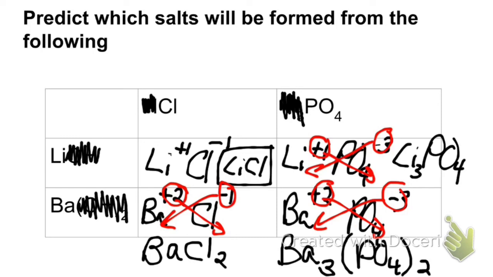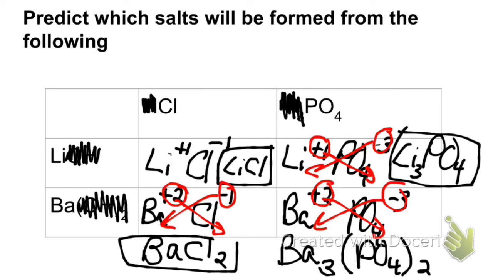So anytime you're trying to figure out what salt you're going to make, you take the H away from the acid, you take the OH away from the base, and put together what you have left over. So see, predicting neutralization reactions, really not bad. Not too bad. Yeah. Alrighty.